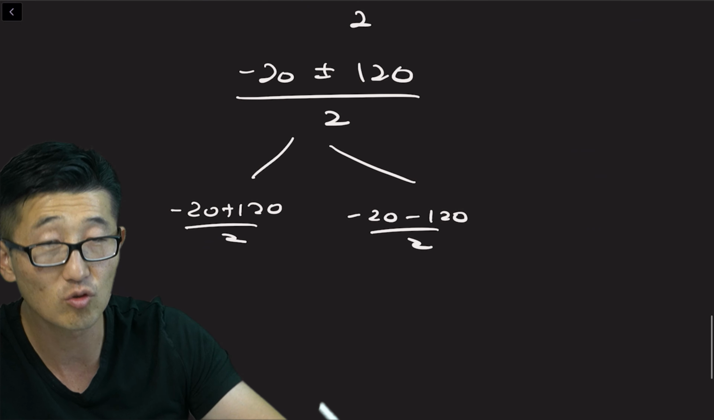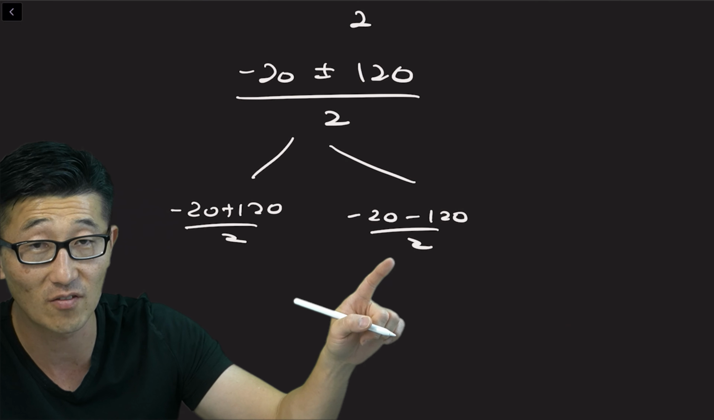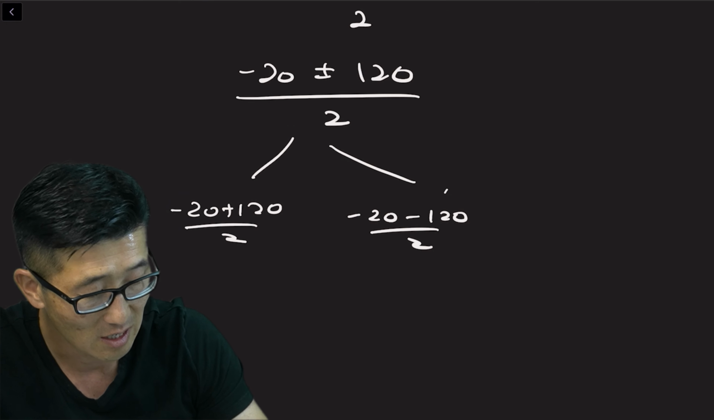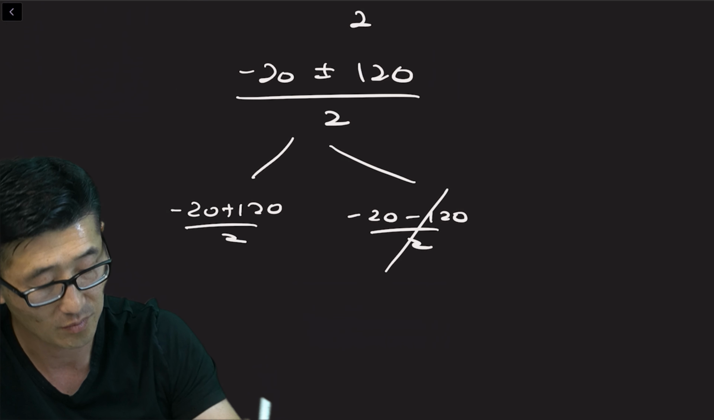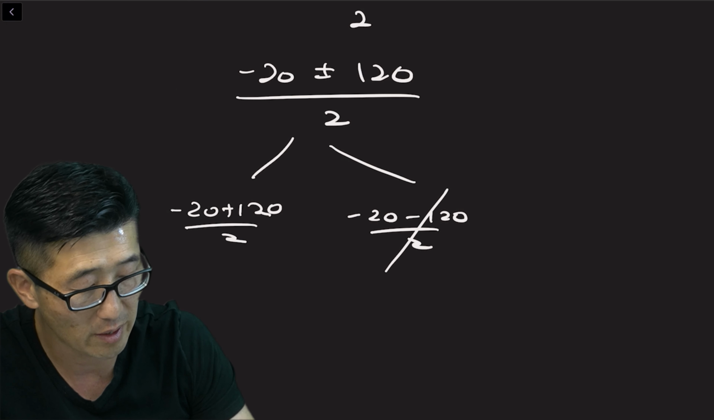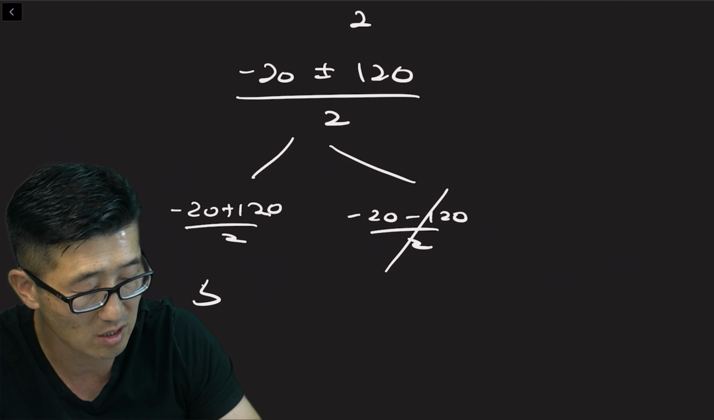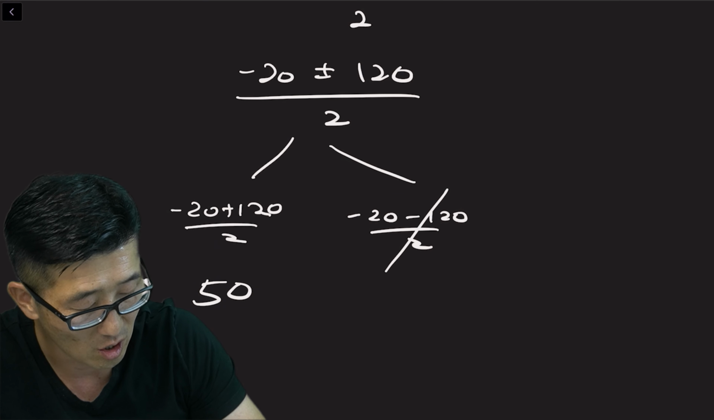I'm going to immediately cancel this one out because you're going to get a negative number. We're not going to get a negative rate, so you can just disregard that. Here, 120 minus 20 is 100. 100 divided by 2 is 50. So R is equal to 50.